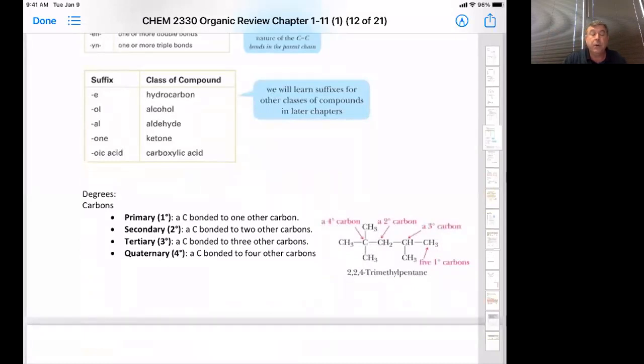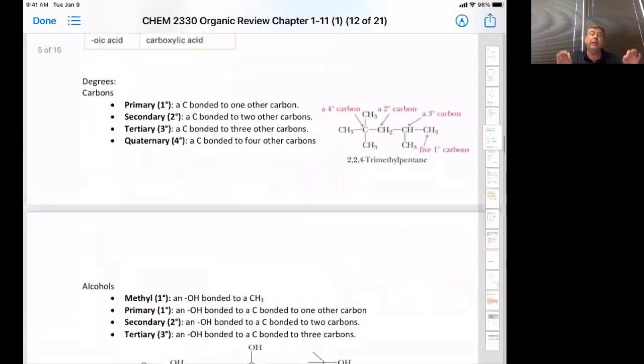Okay. Know your degrees of carbons. It's how many carbons are attached to that carbon. So we can get 4 carbons attached to a carbon, so we can go all the way from primary to quaternary. Okay. Alcohols are a little different. We have a methyl. It's how many carbons are attached to the carbon the OH is on. So we can have a methyl, primary, secondary, and tertiary, but we cannot have a quaternary alcohol because that would have a 4th bond to carbon, and there's no place for the oxygen to be.